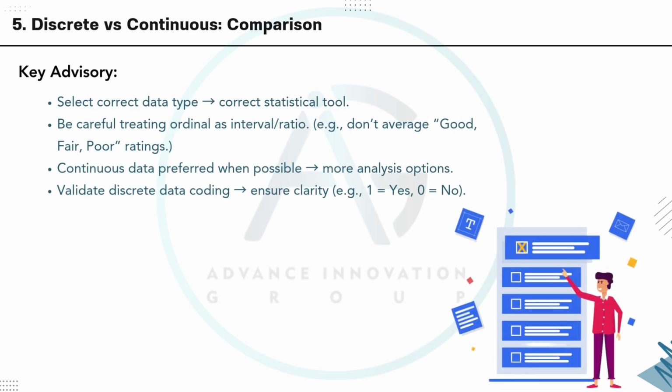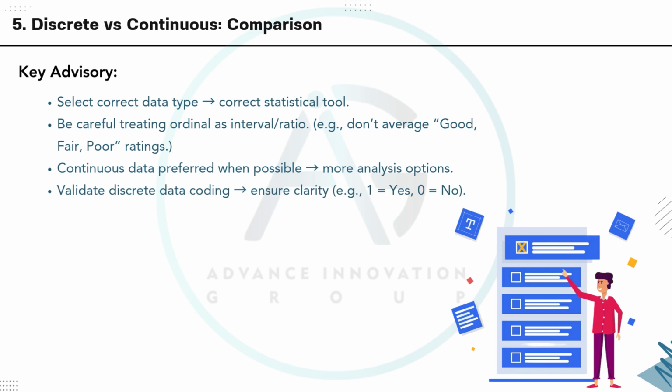Discrete versus continuous. Comparison. On this slide, we're comparing discrete and continuous data, two fundamental types of data we use in process improvement. A key advisory here is to select the correct data type, because it directly determines the appropriate statistical tools you can use. Using the wrong method for the wrong data type can lead to misleading results.